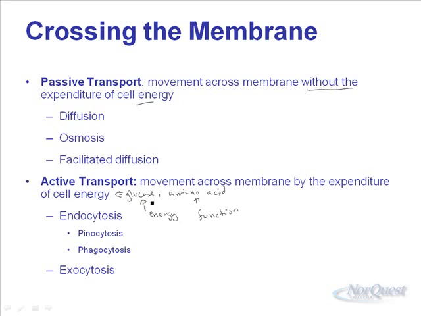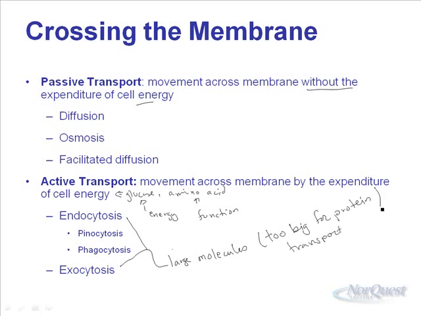Other choices include endocytosis and exocytosis. And they require energy, but these are for large molecules. They're too big for protein transport. So there's got to be a third method of transportation through a cell membrane.